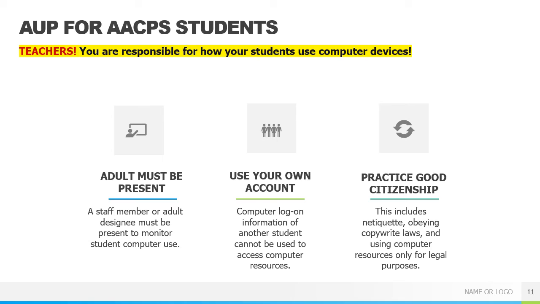And the last one is students must practice good citizenship. And there's a lot snowballed into that. It includes obeying copyright laws, using the computer for legal purposes, not engaging in cyberbullying. So those are the 3 main rules that must be followed for students.